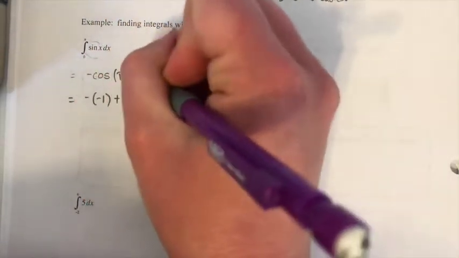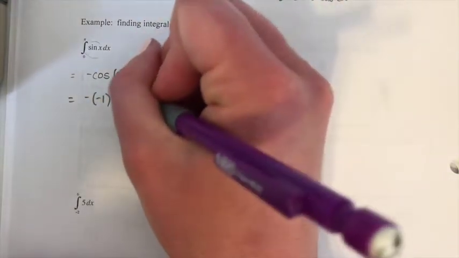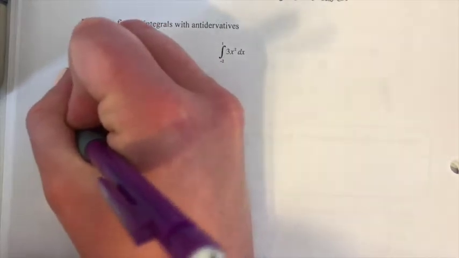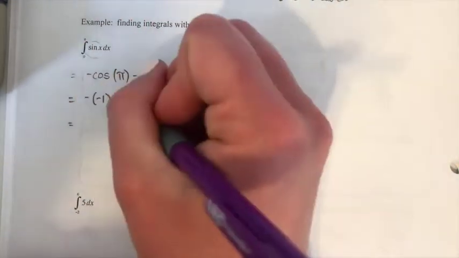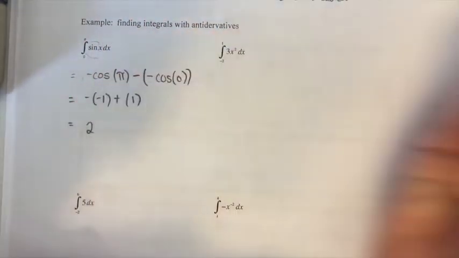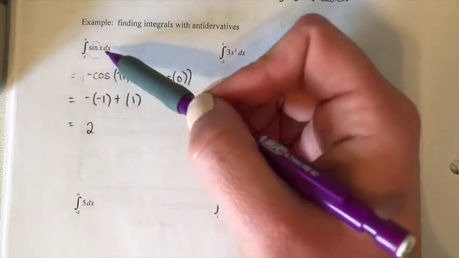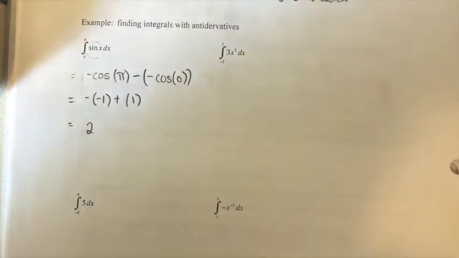Okay, so cos of pi is -1, plus negative cos of 0 is +1. So -1 plus 1 is... so we get 1 plus 1 equals 2. Okay, so the area in between 0 and pi of this is 2.